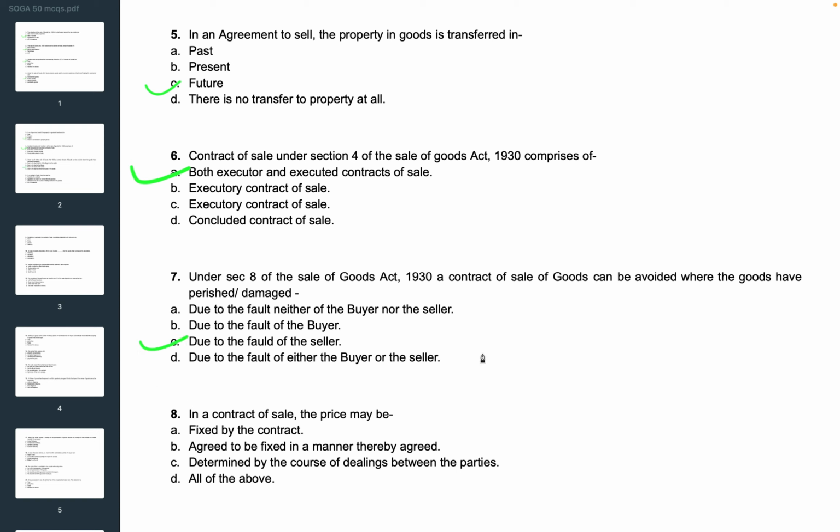Next question. In a contract of sale, the price may be A. Fixed by the contract, B. Agreed to be fixed in a manner thereby agreed, C. Determined by the course of dealings between the parties, or D. All of the above. The correct answer is D. All of the above. In a contract of sale, the price may be fixed by the contract, or agreed to be fixed in a manner thereby agreed, or determined by the course of dealings between the parties. So hence the correct answer is D.